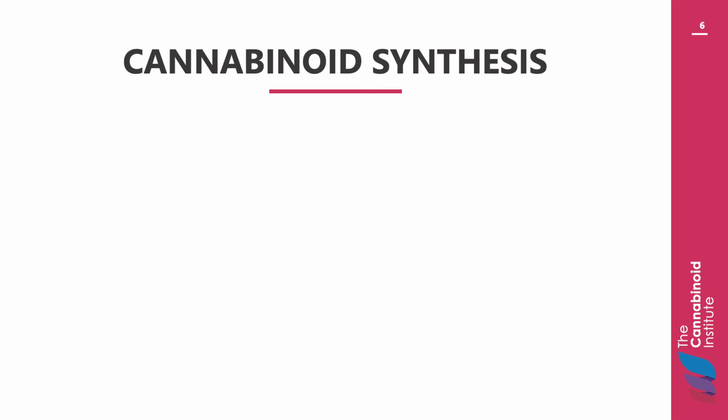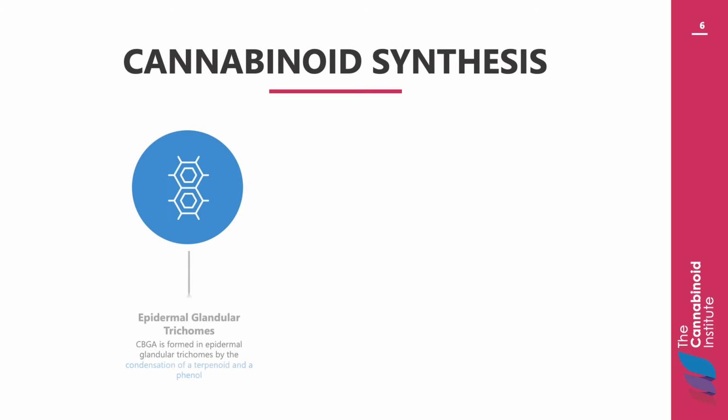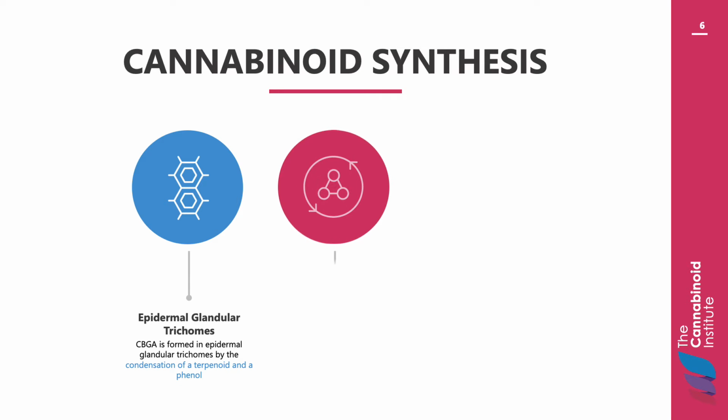Cannabigerol, or CBG, is the precursor to most of the cannabinoids produced by cannabis. CBG is formed in epidermal glandular trichomes by the condensation of a terpenoid and a phenol compound. CBG is then converted through synthase enzymes into the various other cannabinoid compounds.